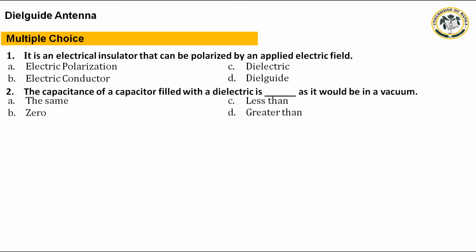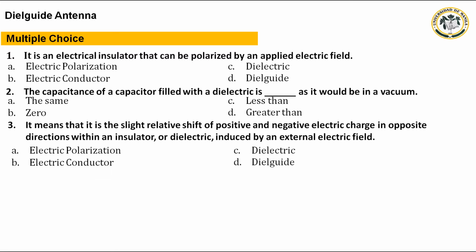Number 2. The capacitance of a capacitor filled with a dielectric is blank as it would be in a vacuum. A. The same. B. Zero. C. Less than. D. Greater than. Number 3. It is the slight relative shift of positive and negative electric charge in opposite directions within an insulator or dielectric, induced by an external electric field. A. Electric polarization. B. Electrical conductor. C. Dielectric. D. Dielguides.